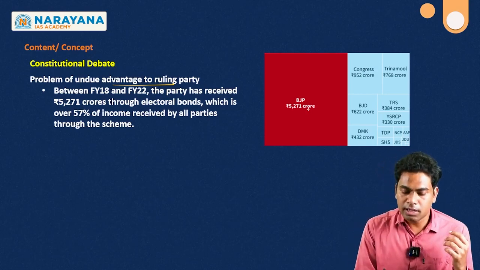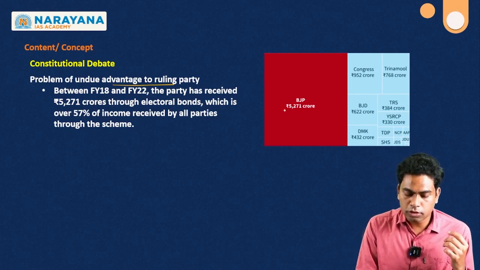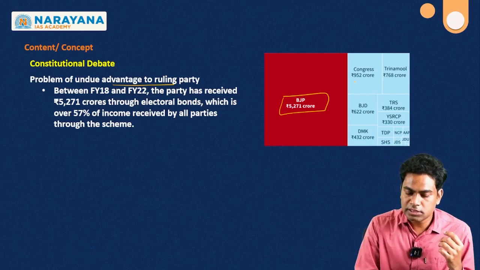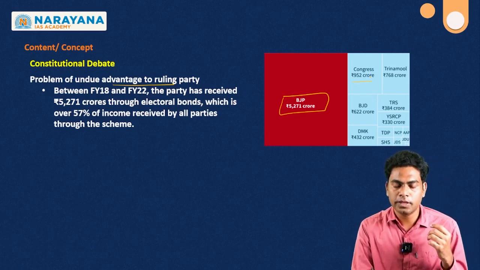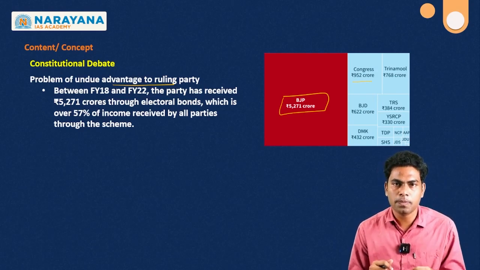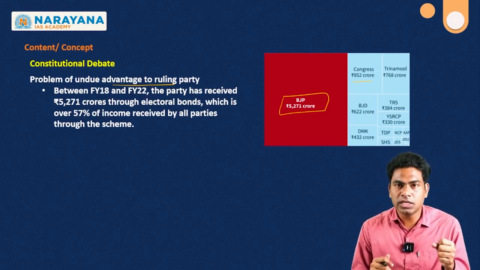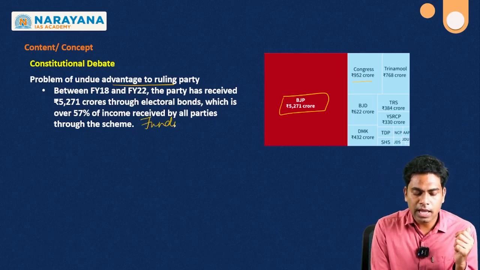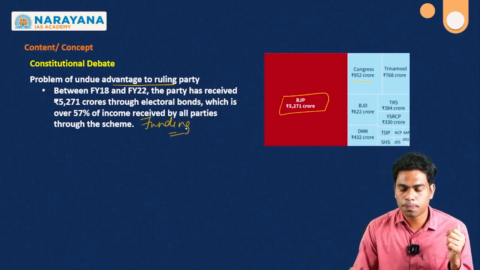If you look at the numbers, BJP has been able to secure close to 5,271 crores. The next is just 952 crores. It is less than 1/5 of what BJP has received. And the electoral bond scheme is a major route through which the funding to political parties is happening as of now.